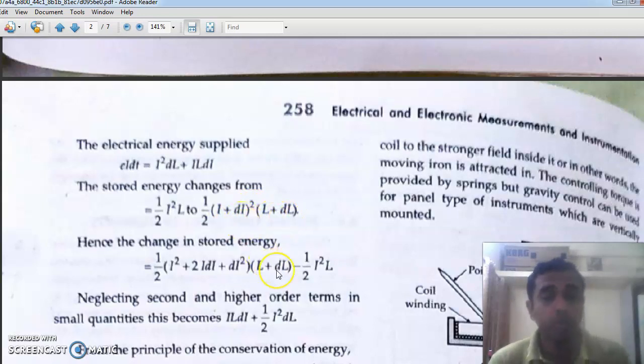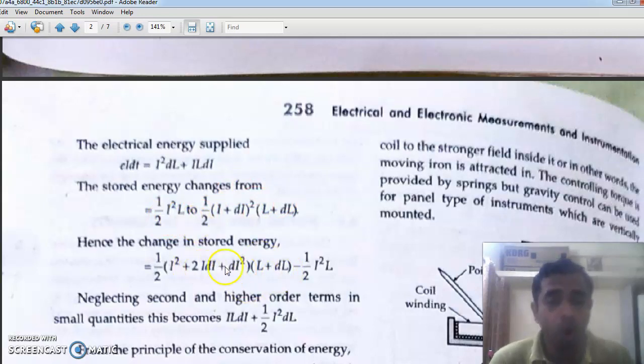Okay, so what is the change in stored energy? Change in stored energy is this complete quantity minus this quantity. I expand this: half (I square plus 2I di plus di square) multiplied by (L plus dL), minus half I square L. This whole quantity minus this quantity is the energy stored, or the change in energy.